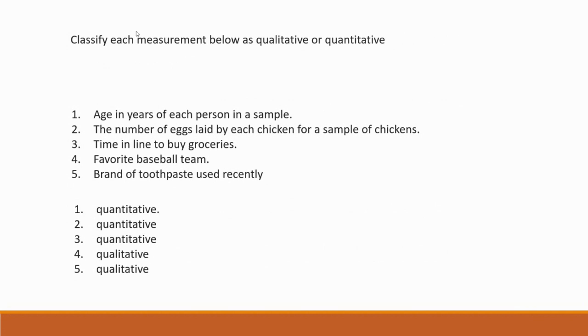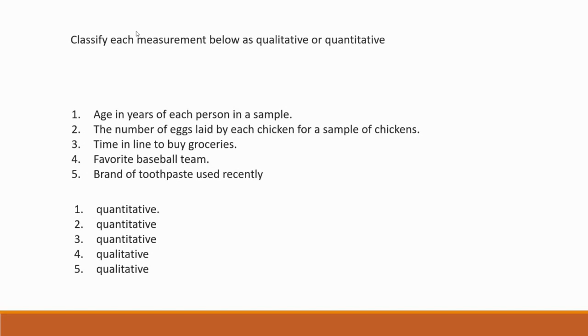Number two we see is also quantitative: the number of eggs laid by each chicken in a sample. That's an amount. The average number of eggs laid by a chicken or whatever. Time in line to buy something like groceries, that's also quantitative. The maximum amount of time, or the total amount of time among 5 people spent in line to buy groceries. You could do calculations with it, is what I'm saying.